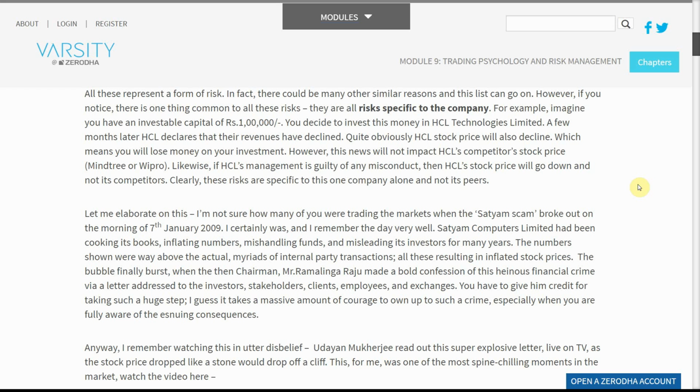However, if you notice, there is one thing common to all these risks: they are all risks specific to the company. For example, imagine you have an investable capital of 1 rupee. You decide to invest this money in HCL Technologies Limited. A few months later, HCL declares that their revenues have declined. Quite obviously, HCL stock price will also decline, which means you will lose money on your investment.